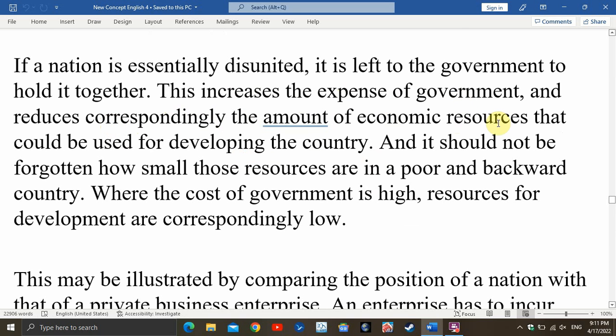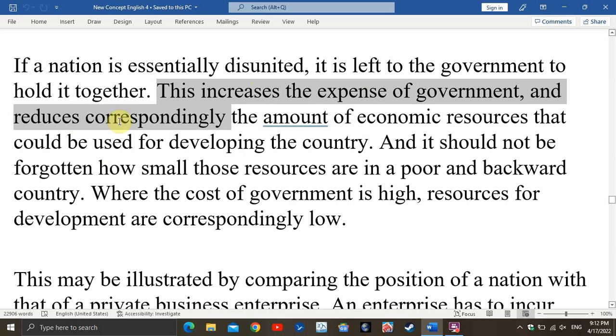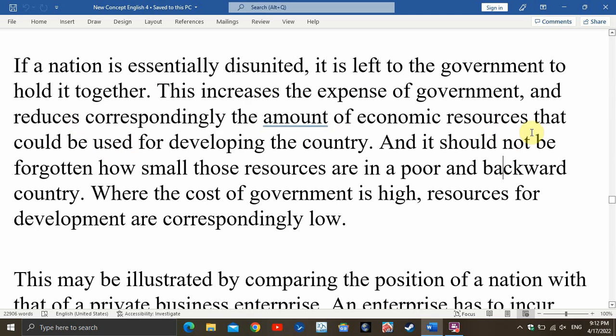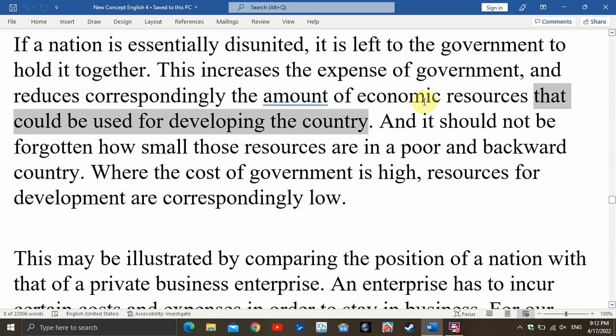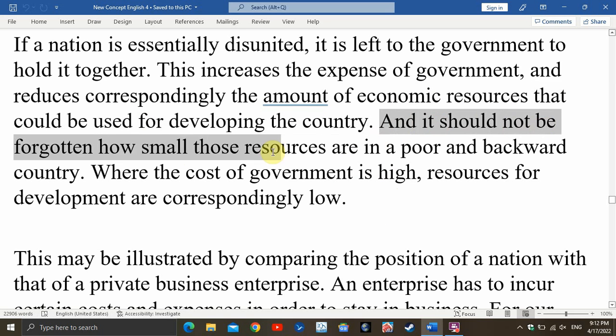This increases the expense of government and reduces correspondingly the amount of economic resources that could be used for developing the country. 后面这个 that could be used for developing the country 是一个定语从句，这个 that 是指 economic resources。And it should not be forgotten how small those resources are in a poor and backward country.